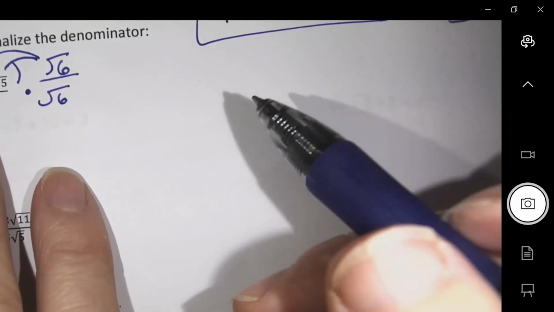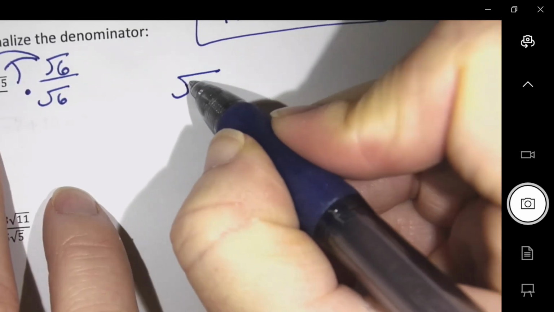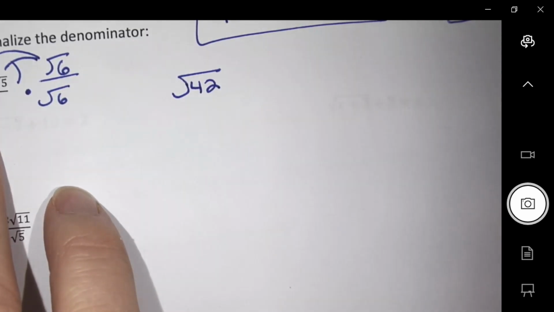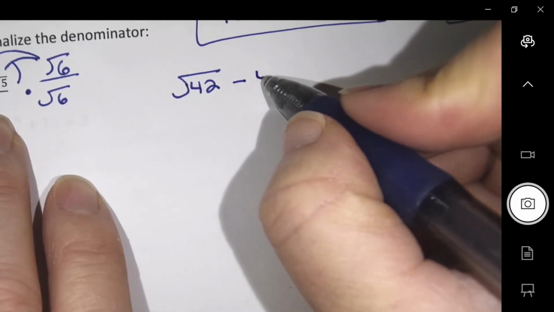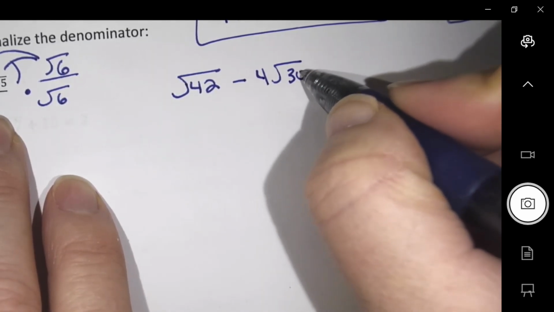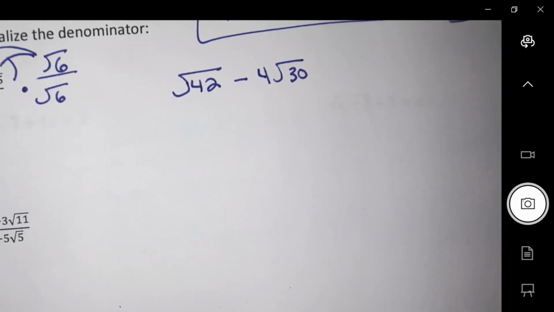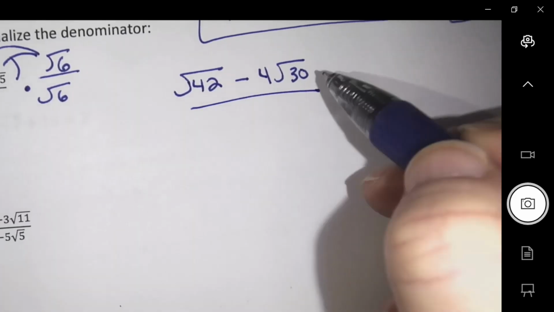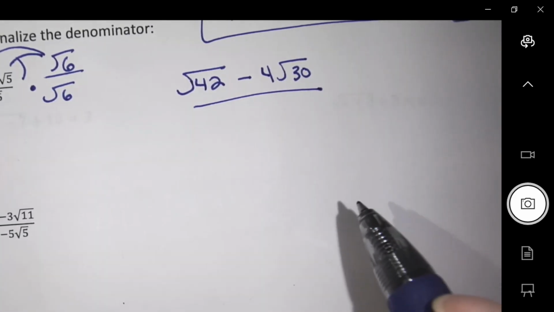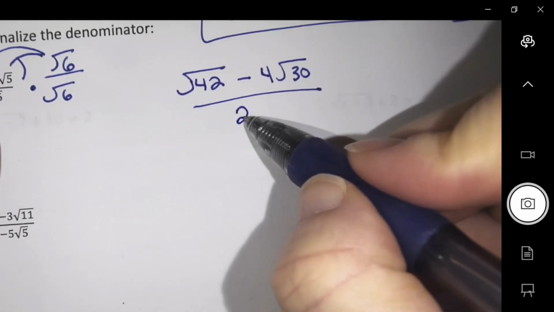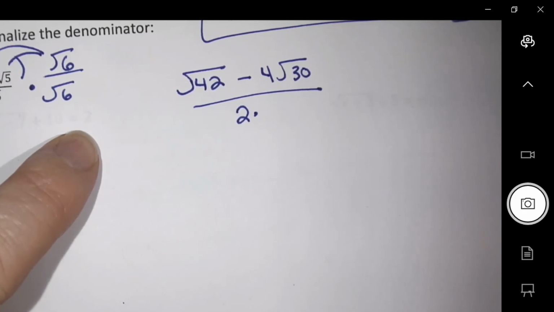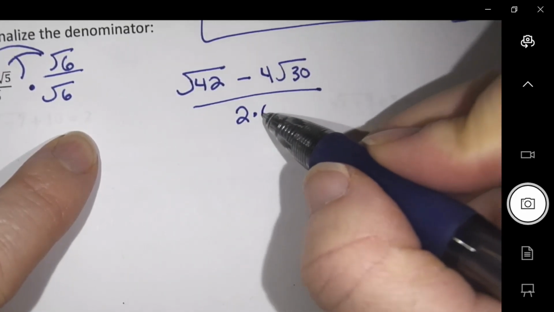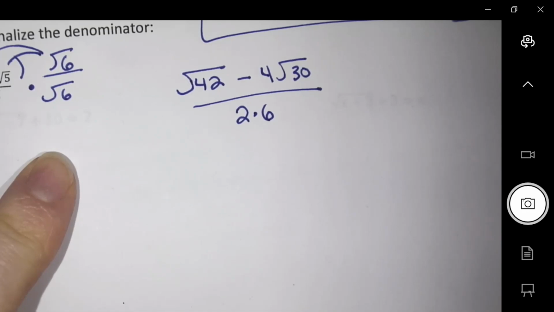So I'm getting root 42 minus 4 root 30. That's good? On the bottom, there is a 2 for the whole number, and then a root 6 times root 6, the radical part, makes a whole number 6.